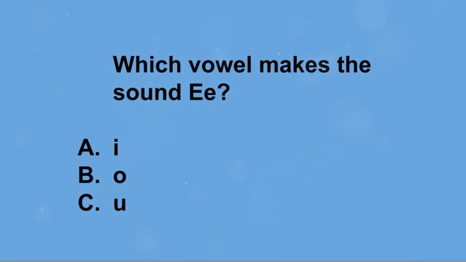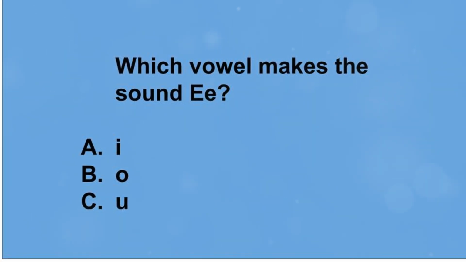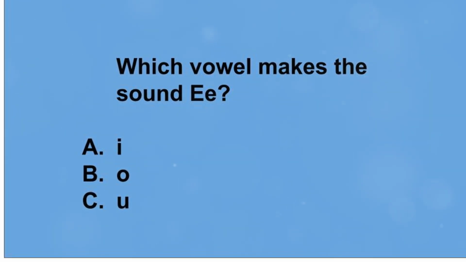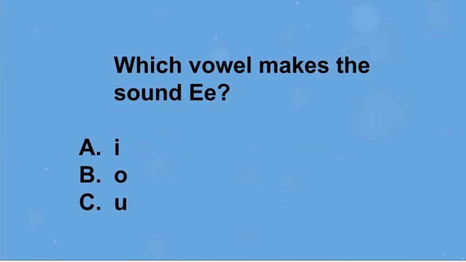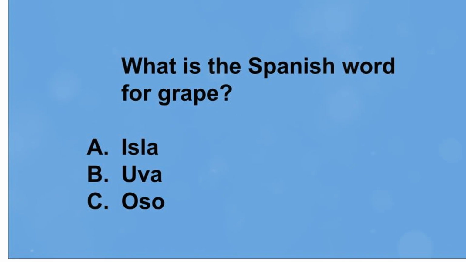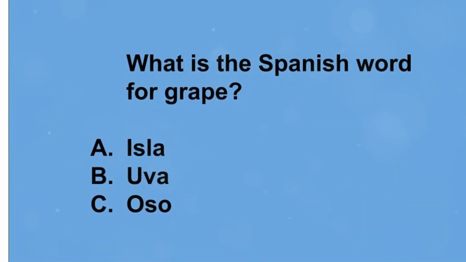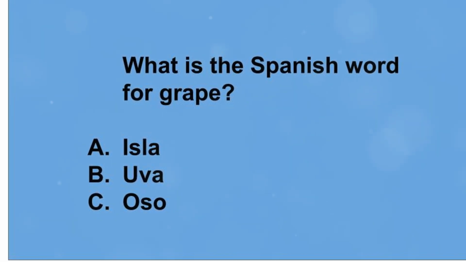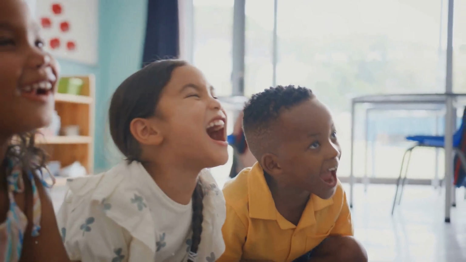Next question, which vowel makes the sound E? The answer is A for E. Excellent! Next question, what is the Spanish word for grape? The answer is B for uva. Great job!